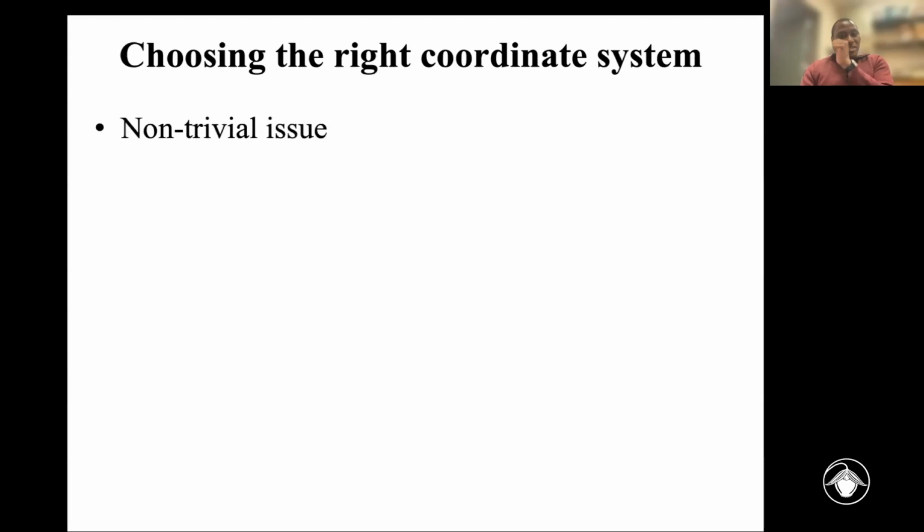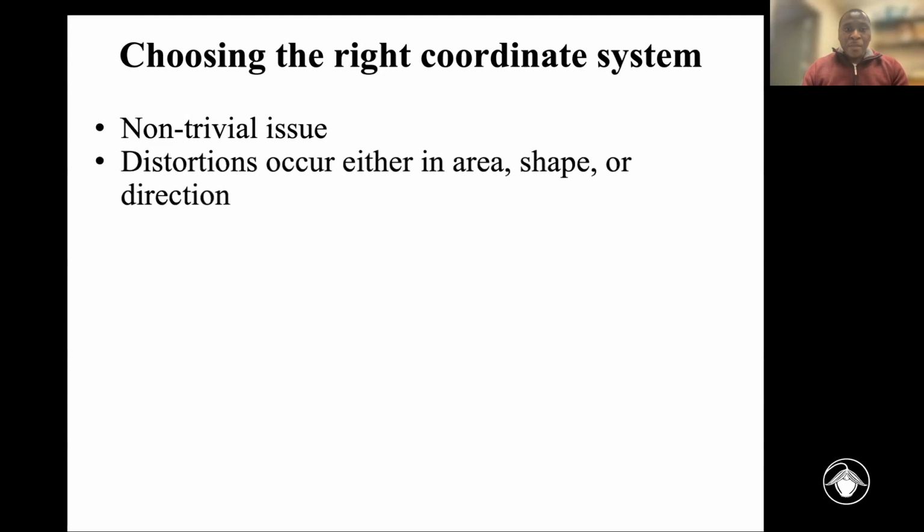So again, choosing the right coordinate system is not a trivial issue. People take classes to understand that there are several coordinate systems, and there are different ways of doing projections as well, and each of them has its pros and cons. But one thing that always happens is that none is perfect. For each coordinate system you choose to use, it always brings distortion in either the area, the shape, or the direction of the points that you are working with.